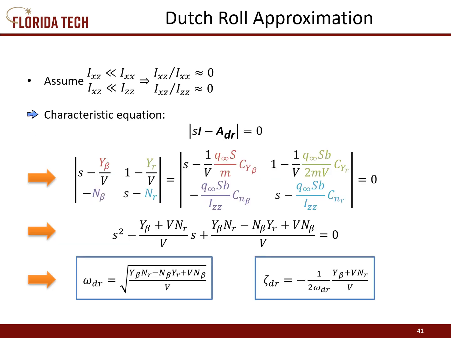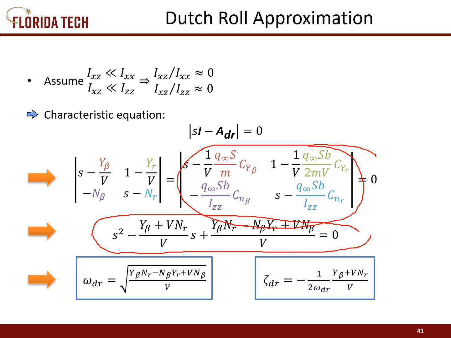Here's our characteristic equation, and again now we have a nice easy determinant to solve, 2x2 as opposed to a 4x4. Gives us a quadratic. Once we have a quadratic, well then it's easy to determine using the quadratic formula what the natural frequency or damped frequency is, in this case the Dutch roll frequency, and then what the damping ratio of the Dutch roll mode is in terms of the various design parameters and stability derivatives.